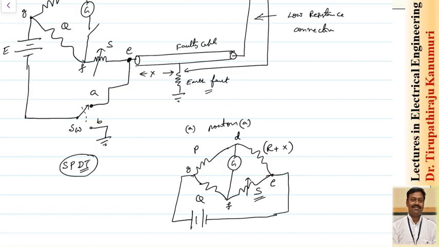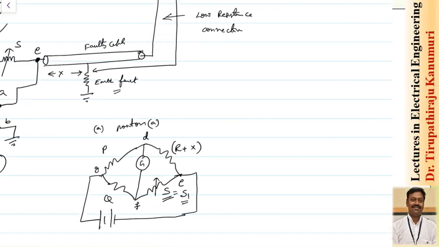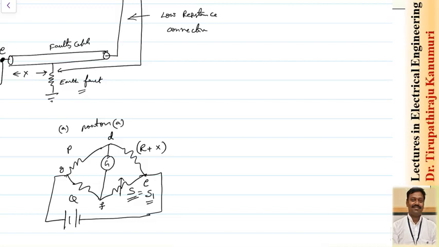Now we will vary the value of S and bring it to the balance position. Under balance, the galvanometer should show 0 reading. Let us take the value of S as S1. Under the Wheatstone bridge balance condition, I can write the equation: R plus X divided by S1 will be equal to P divided by Q. Here you can see balance is obtained only by varying the value of S.